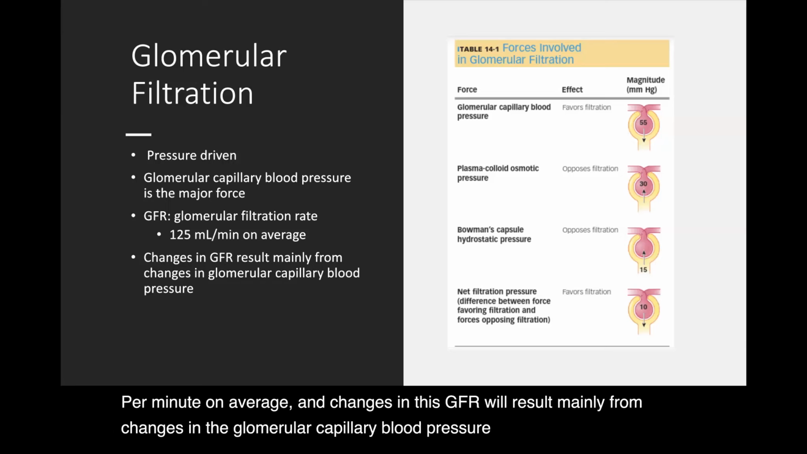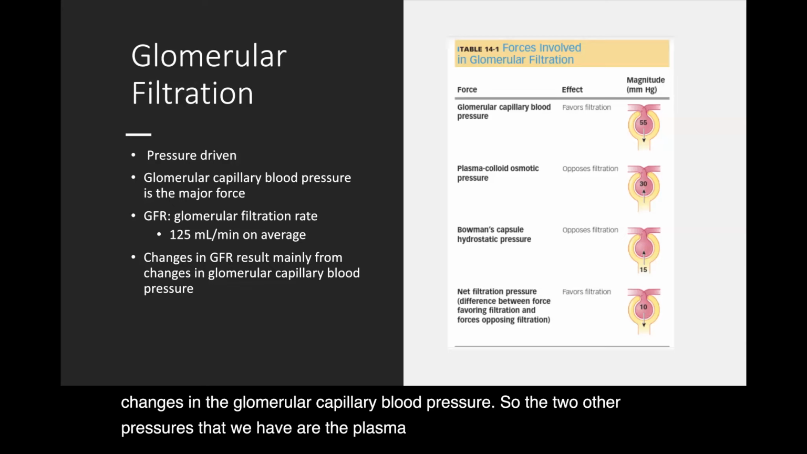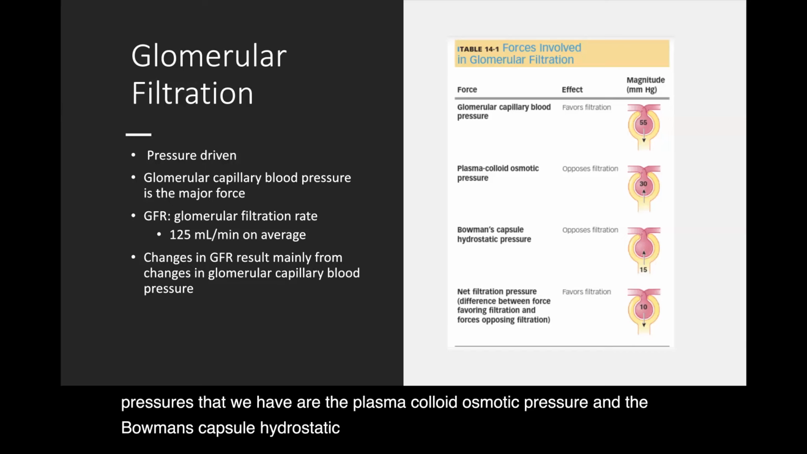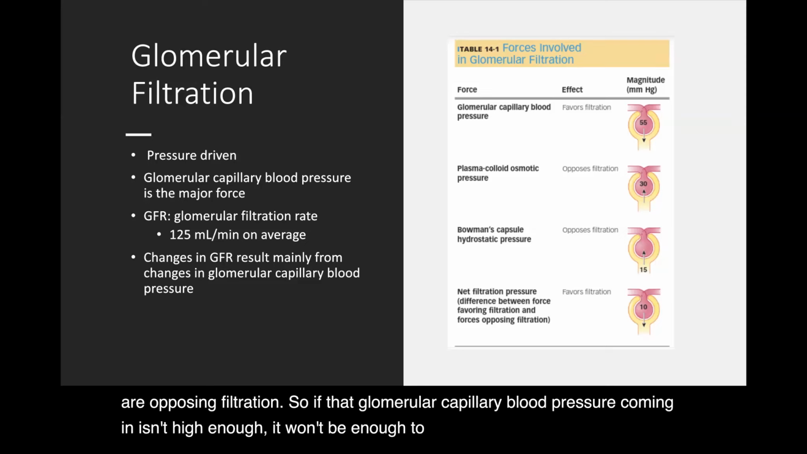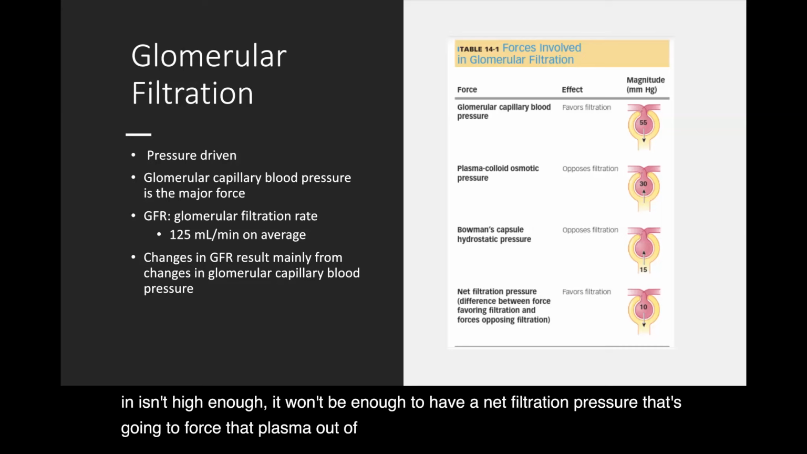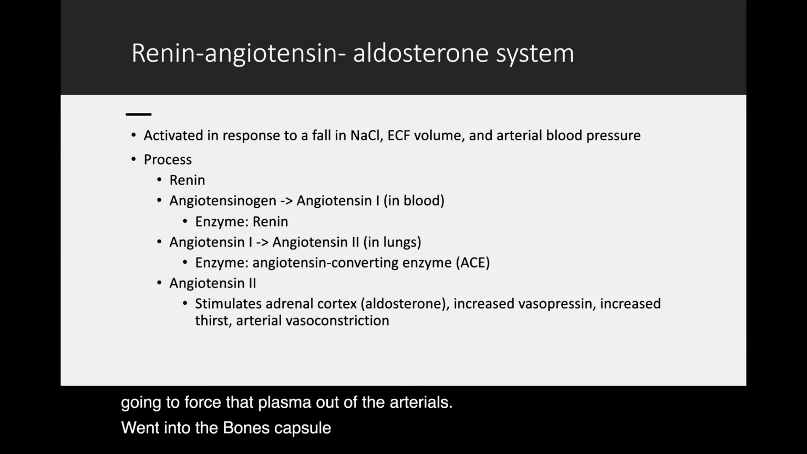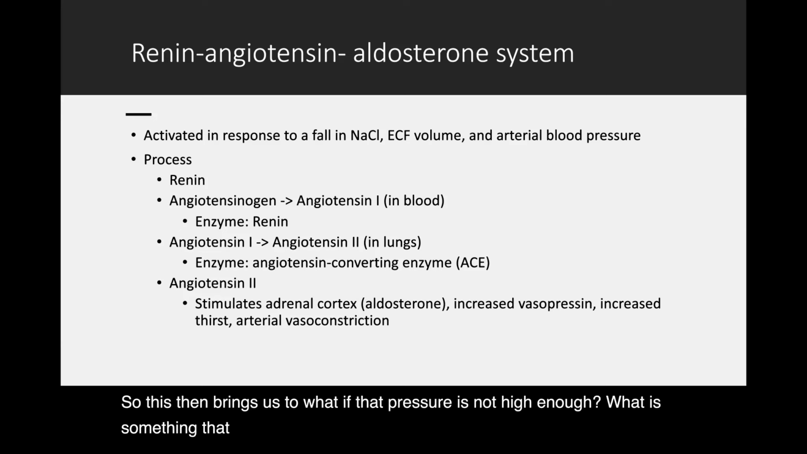So the two other pressures that we have are the plasma colloid osmotic pressure and the Bowman's capsule hydrostatic pressure, these are going to be things that are opposing filtration. So if that glomerular capillary blood pressure coming in isn't high enough, it won't be enough to have a net filtration pressure that's going to force that plasma out of the arterioles and into the Bowman's capsule. So this then brings us to, what if that pressure is not high enough? What is something that your body can do?